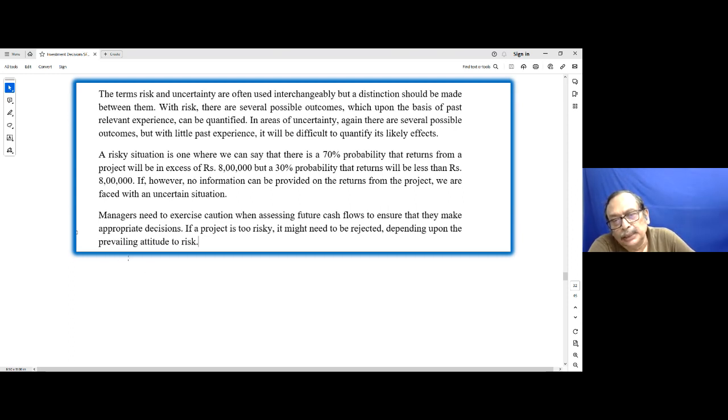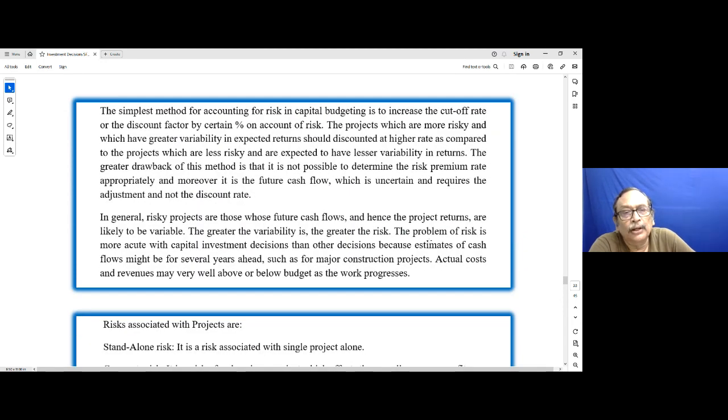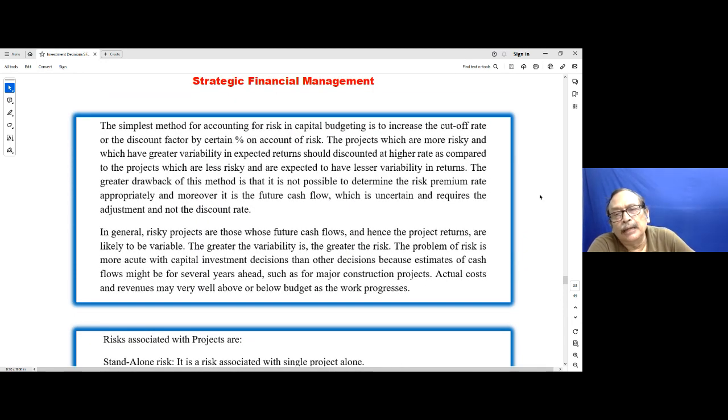If a project is too risky, it might need to be rejected depending upon the prevailing attitude to risk. The simplest method of accounting for risk in capital budgeting is to increase the cut-off rate. Mind this language. The simplest method of accounting for risk in capital budgeting is to increase the cut-off rate. Cut-off rate means cost of capital or the desired rate of return or the discounting factor by certain percentage on account of risk.